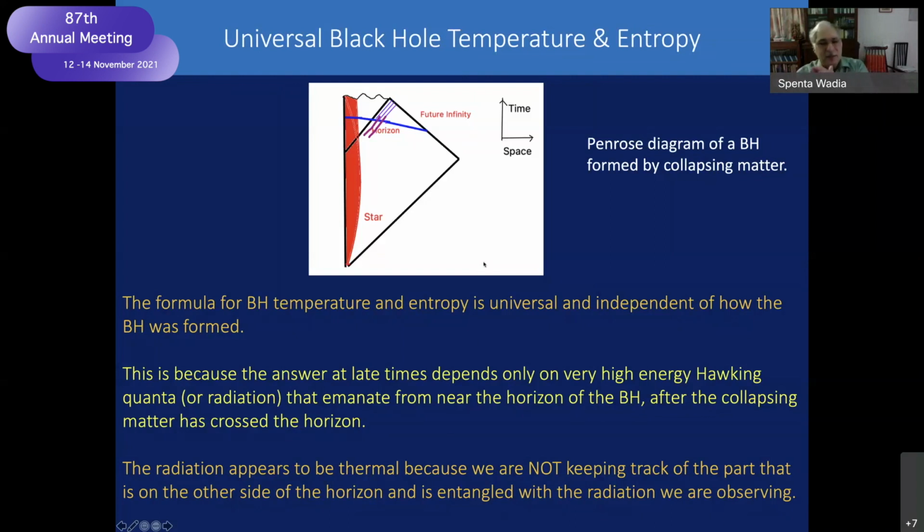Remember I said space-time has two parts, outside the horizon and inside the horizon. If you look at the radiation only on the outside, then clearly you will get a thermal answer. And this is the reason why you're getting a black hole temperature. This is the reason why you're getting an entropy, etc. Okay. So this is a statement about the universality of those formulas.